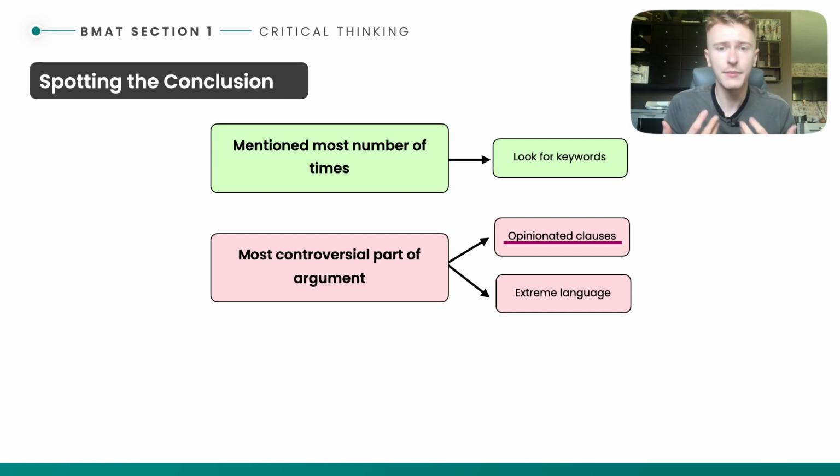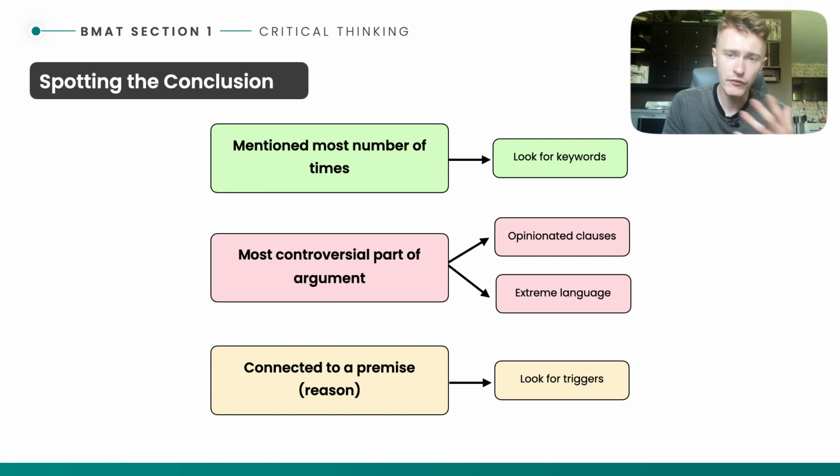Often, because these passages are opinionated, they sometimes use extreme language, and that can mean that the author has overconfidence in a particular opinion or perhaps underconfidence in a particular issue. Those extremes can help you to find out what the author is thinking when he sat down to write this passage, and therefore you can easily find the conclusion.